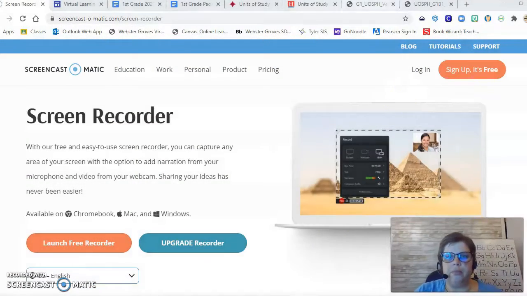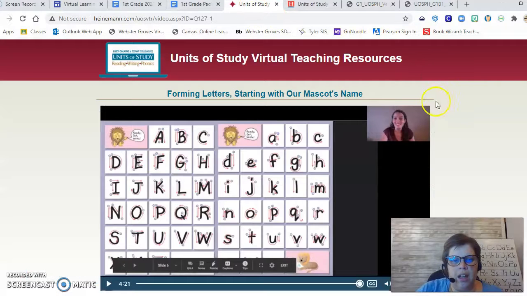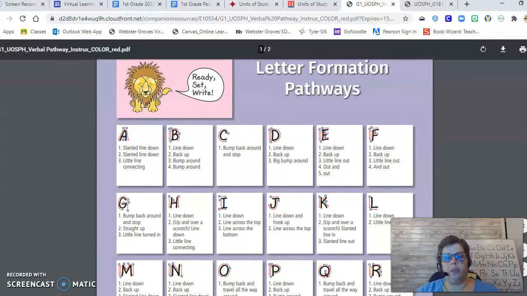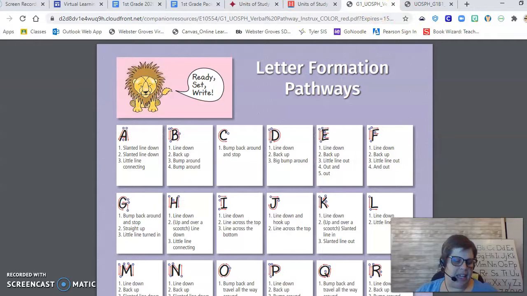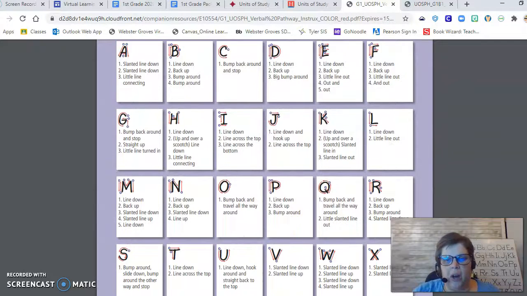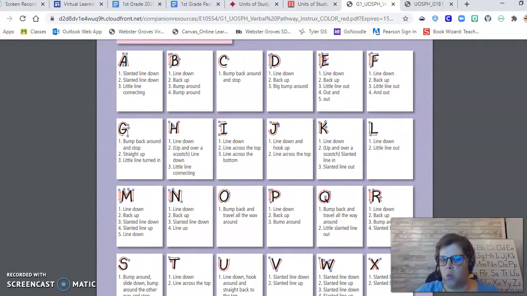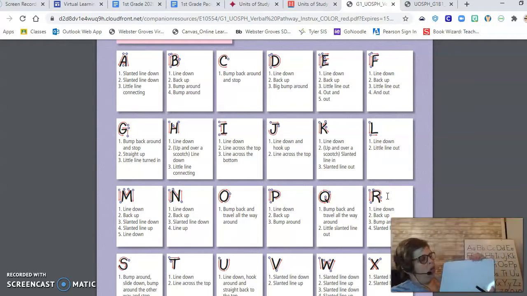So I'm going to switch for just a moment to a chart. Not that chart, this chart. And we're going to practice writing Rashid's name. And so if you look at my chart, it shows you how to make the letters in his name. So let's think about Rashid. Rashid has an R at the beginning. And so I'm going to take my board and I'm going to write the R for Rashid.